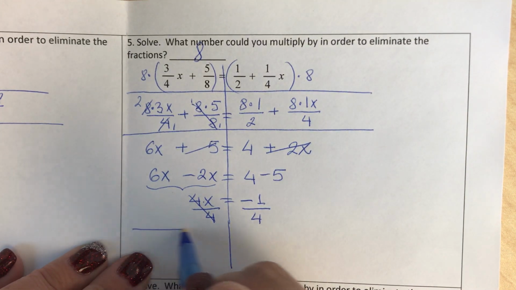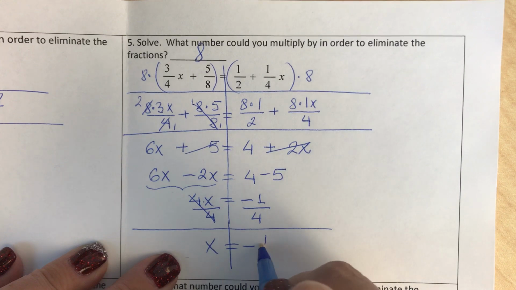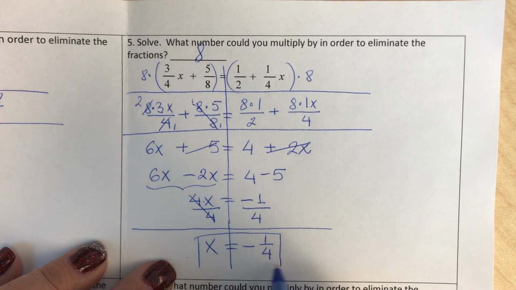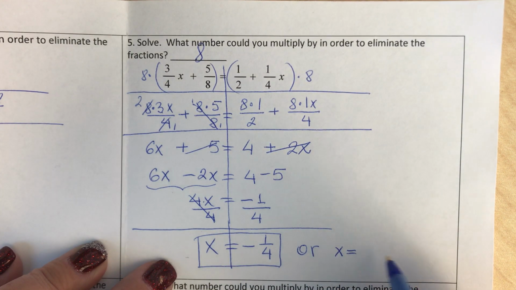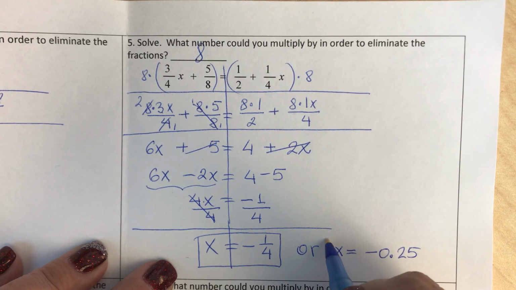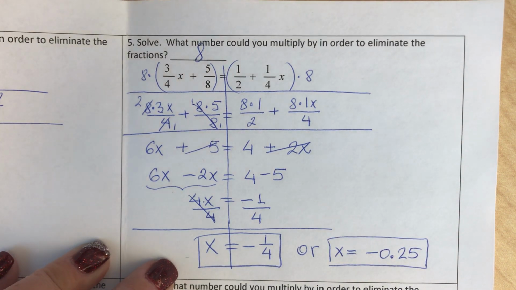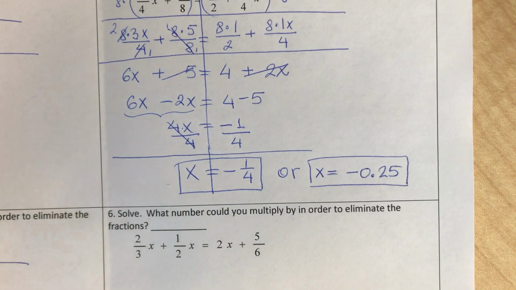And this is when we can leave the fraction negative 1/4 because it cannot be simplified. It's already in simplest form. Or we can change this answer to a decimal, negative 0.25. So again, don't expect whole numbers for your answers all the time. Decimals and fractions are good. They can happen.